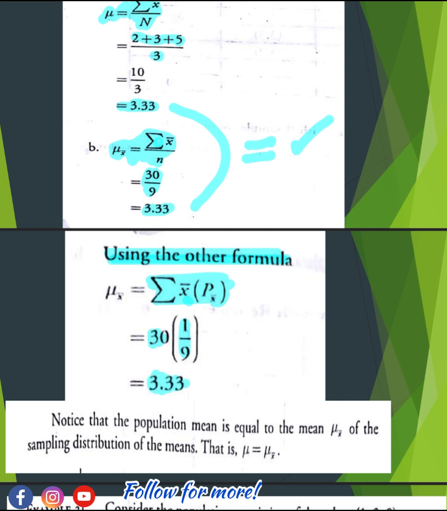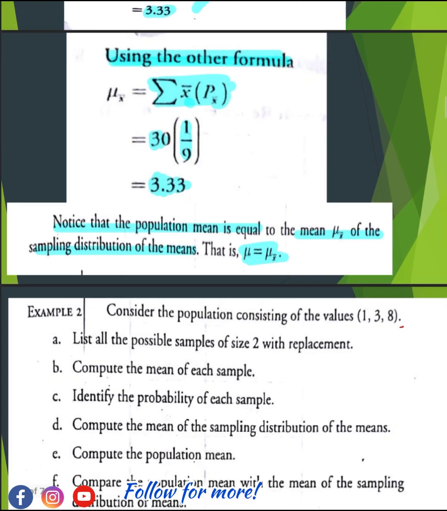Okay, so as you can notice, the population mean is equal to the mean of the sampling distribution of the mean. That is mu equal now to mu sub x bar. Okay? Now, let's have example number 2.